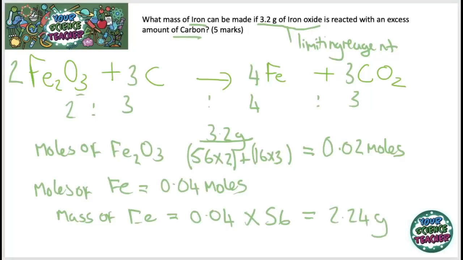Now, in reality, it's not often that you will make the full theoretical yield for your reaction. You'll often get transfer losses, and you'll get some unreacted iron oxide in there. So in reality, it's likely that I will make less than 2.24 grams. Now, to work out what's called the percentage yield of your reaction, you would do your actual mass divided by your theoretical, and then times it by 100 to turn it into a percent.